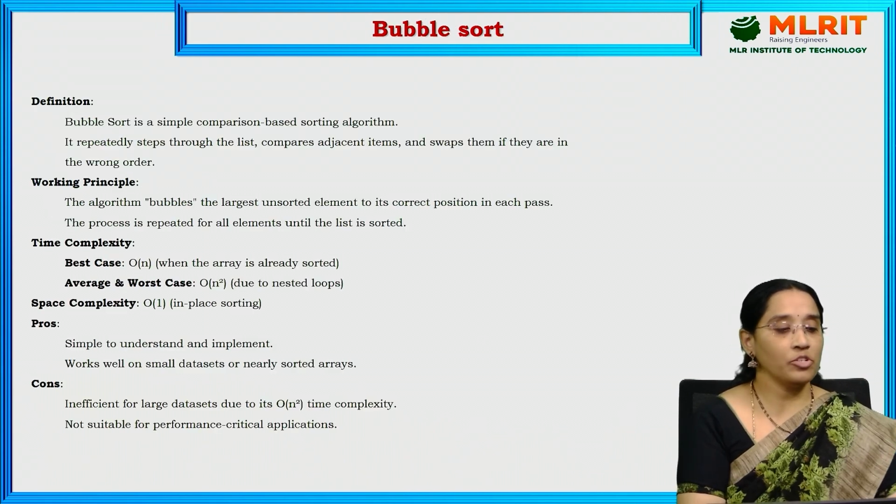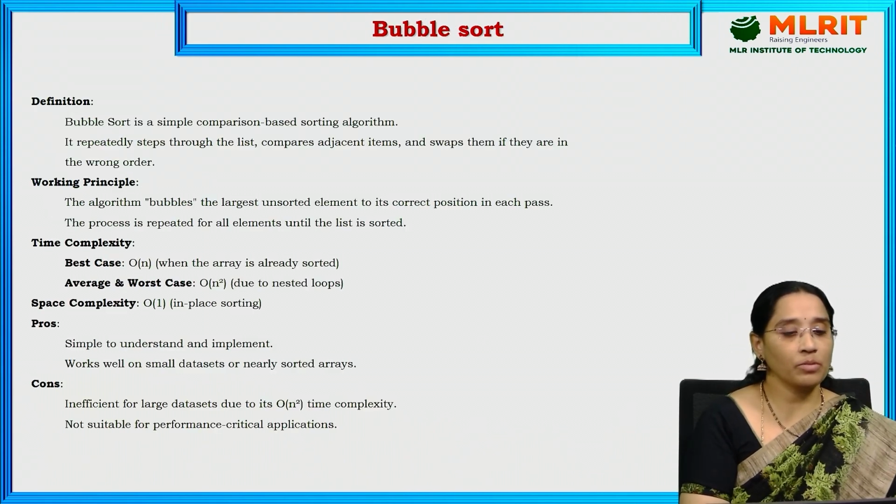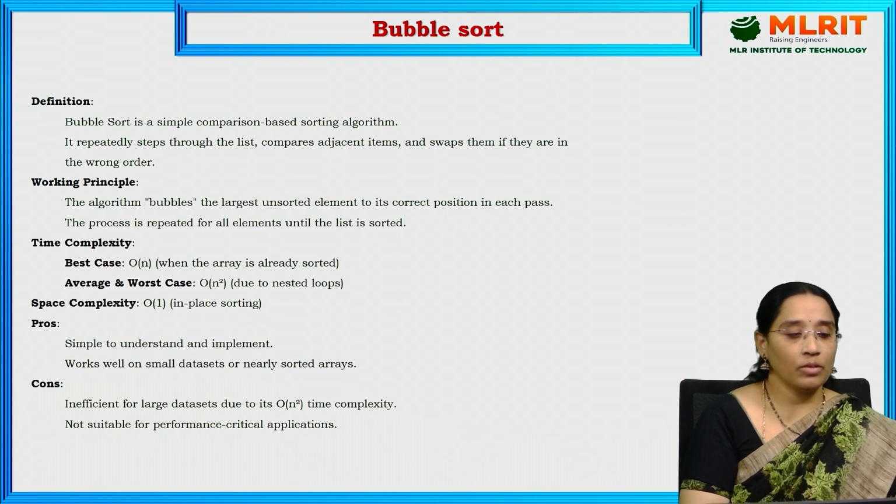By definition, a bubble sort is a simple comparison-based sorting algorithm. It repeatedly steps through the list, compares adjacent items and swaps them if they are in the wrong order. Working principle: the algorithm bubbles the largest unsorted element to its correct position in each pass.